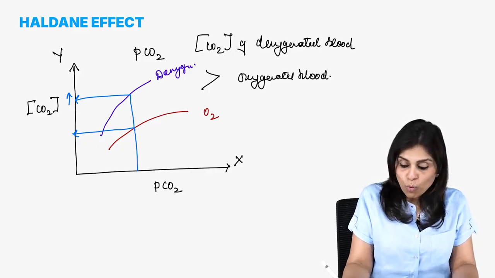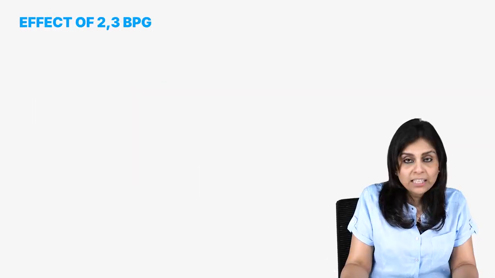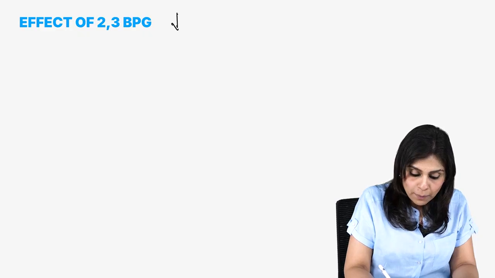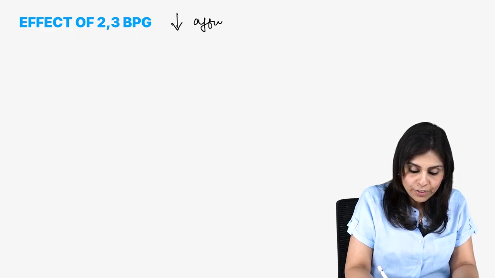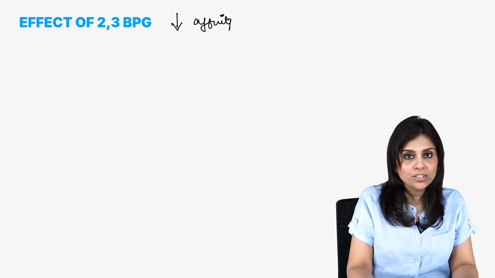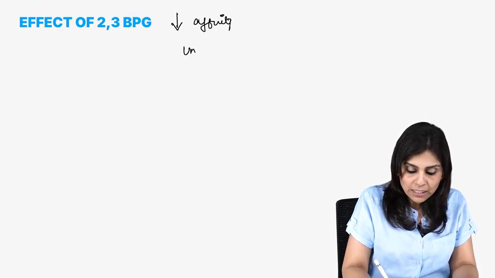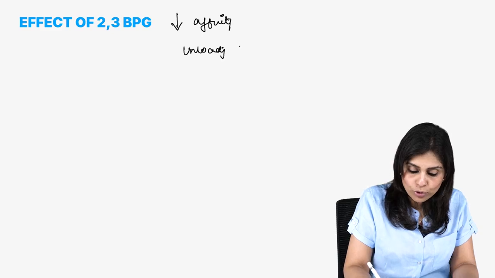Now, what is the effect of 2,3-BPG? We always say that 2,3-BPG reduces the affinity of hemoglobin for oxygen and it helps in unloading oxygen to tissues.